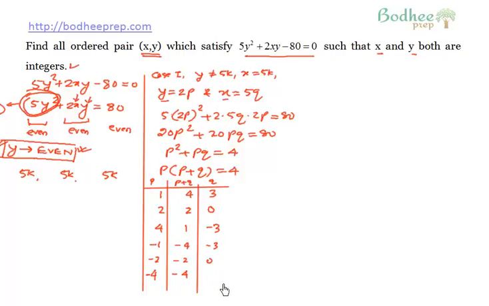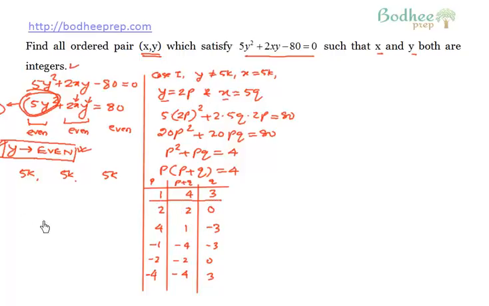0, and 3. So if p is 1 and q is 3, the corresponding values of x and y would be 15 and 2 respectively. Now for all these values of p and q, we will be getting the corresponding values of x and y, and that will be the integral solution of the equation. I'm not going to test for all the values. Let me take some of the values, and then I'll leave the other values to be tested by the student.